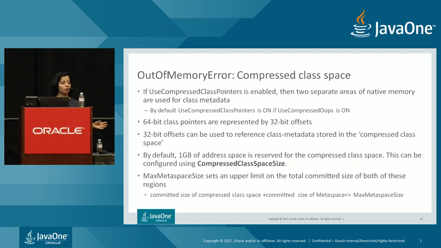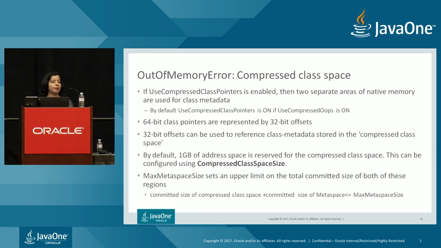All right, so we talked about out-of-memory error or memory leak situation with metaspace. So what is this other space, compressed class space? Compressed class space is actually part of metaspace, which is a logical region. It's not physically part of metaspace. It's a region which is logically included in the metaspace.